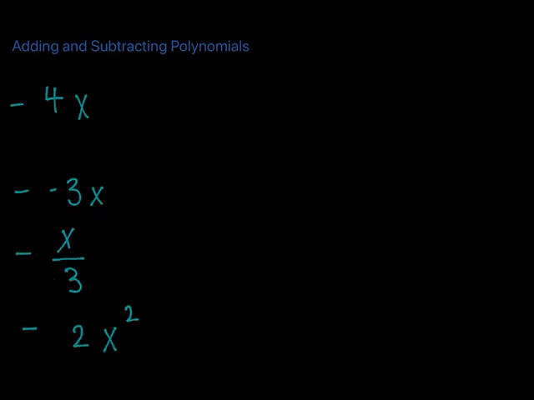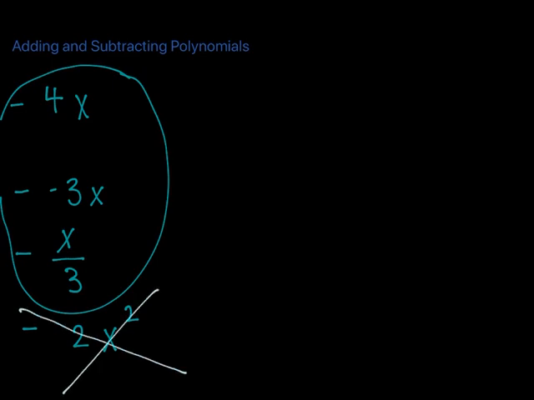In our next example, we have 4x, negative 3x, x over 3, and 2x squared. In this example, we see that all these terms are not like terms because our fourth example has x squared, and the other three have variables of just x. So these three are like terms, but our fourth example is not, because the variable must be x in order to be a like term with the others.